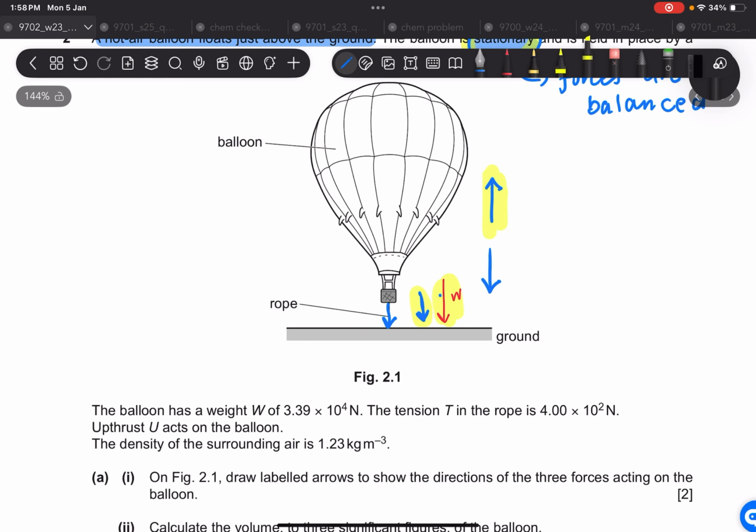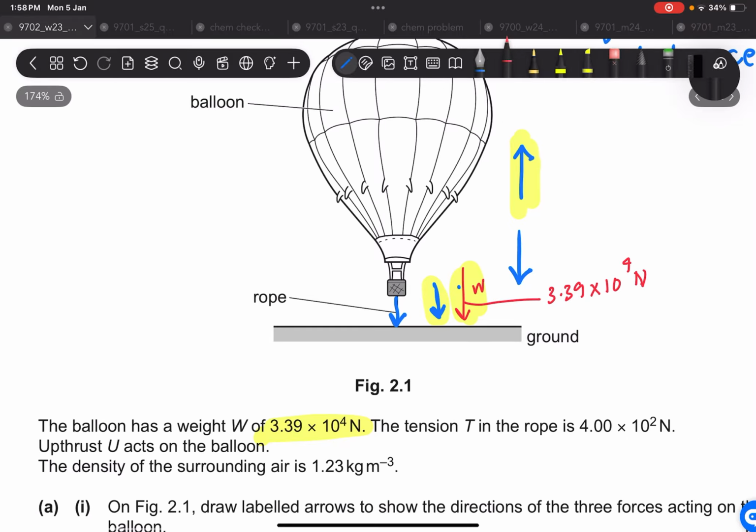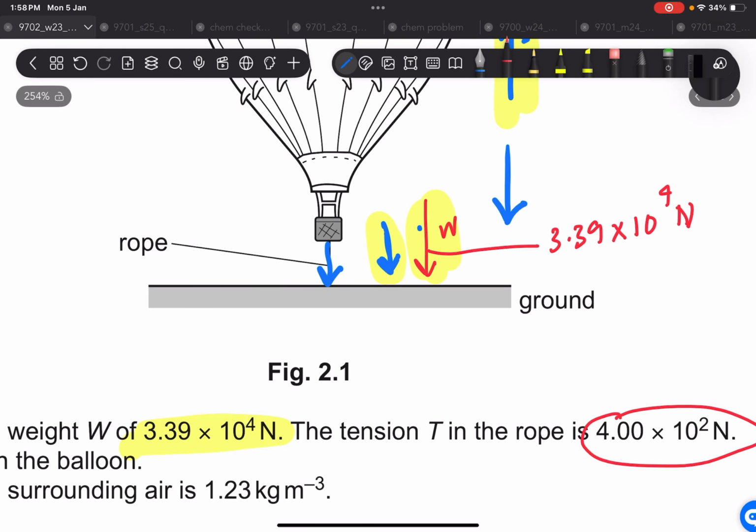The balloon has a weight of this. Weight acts downwards or upwards? Downwards. So the red force, which I have said is the weight, is going to be 3.39 times 10 raised to power 4 newtons downwards. The tension in the rope is this. The tension in the rope is trying to pull it downwards, because tension is always a pulling force. Tension is not a pushing force.